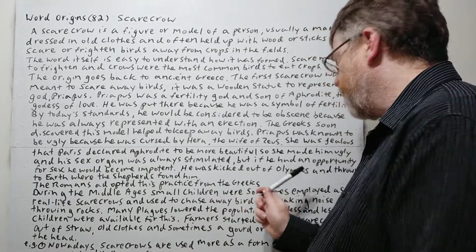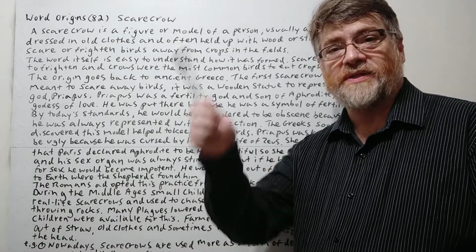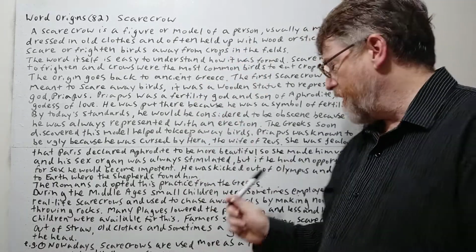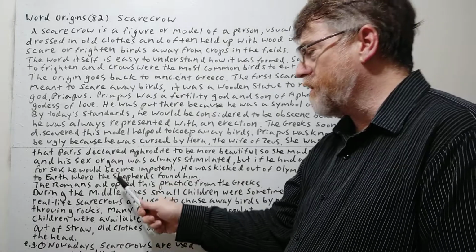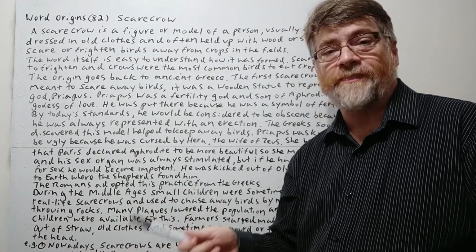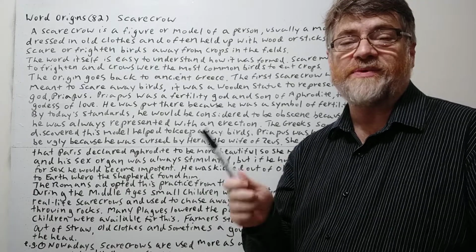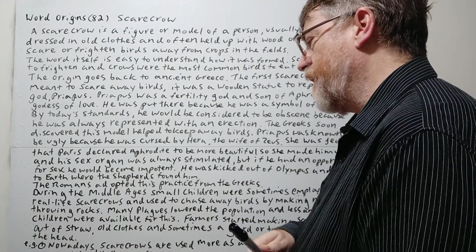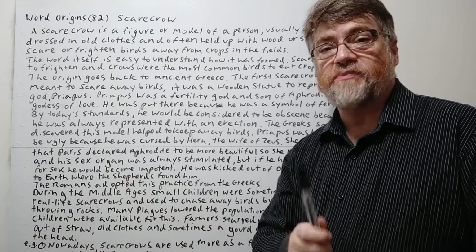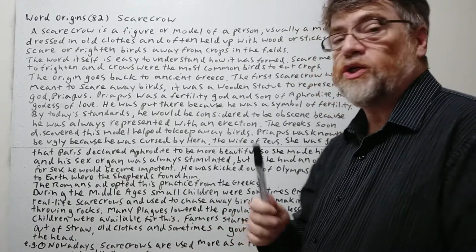He was kicked out of Olympus. That was like the heaven or where the gods were. And he was thrown to earth where the shepherds found him. So that's why the farmers ended up putting him supposedly in the field, or that was the idea behind it. The Romans adopted this practice from the Greeks too.